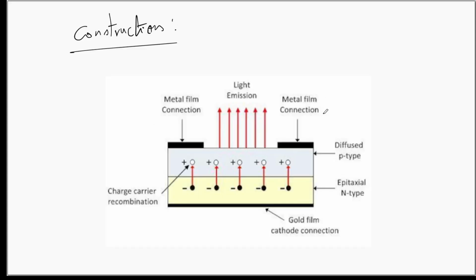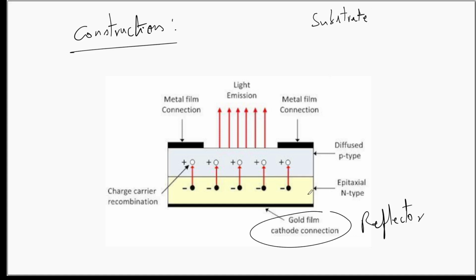Now we shall look at the construction. LEDs are constructed in this fashion. We'll have a gold film or a metal film which acts as a connector and as a reflector. So the gold film at the bottom of the LED will act as cathode and also as a reflector. Over the gold film you have a substrate. Over the substrate we grow N-type semiconductor using epitaxial method. A substrate is a material surface on which a crystal can be grown. Epitaxial method is a method using which crystals can be grown.